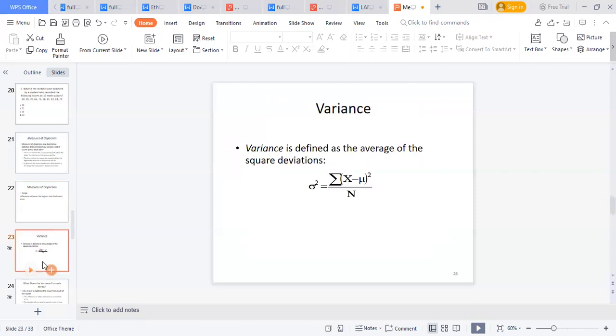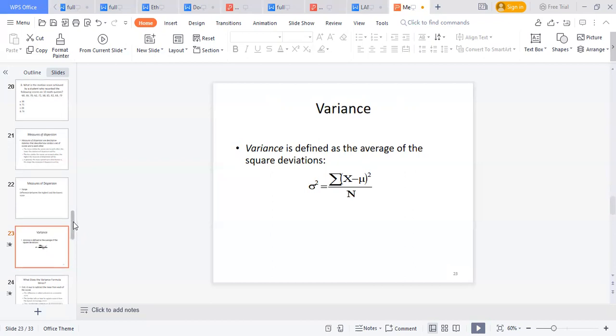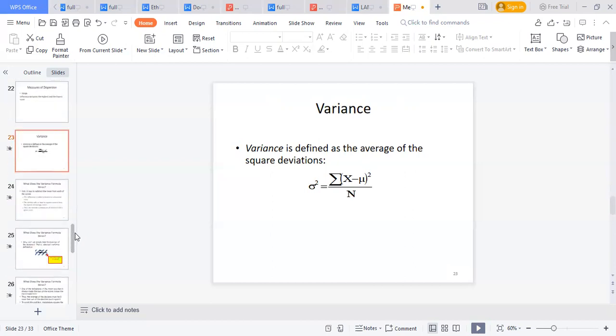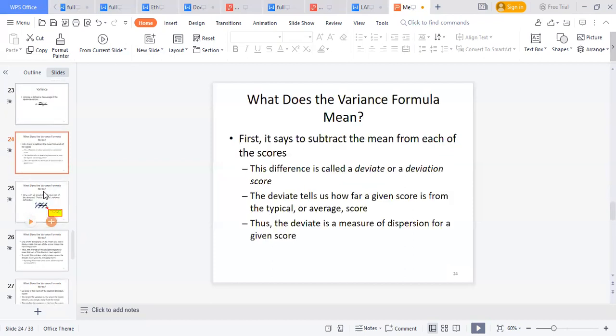And then there's what is known as variance. The variance is defined as the average of the squared deviations. It's the average of the squared deviations. So what does that formula mean? The one that I put up there.